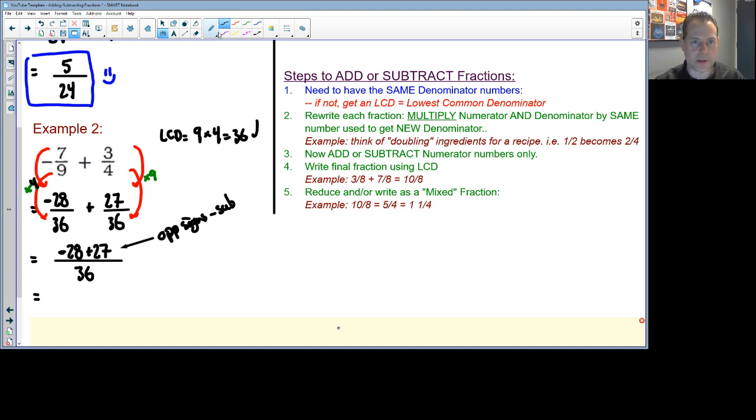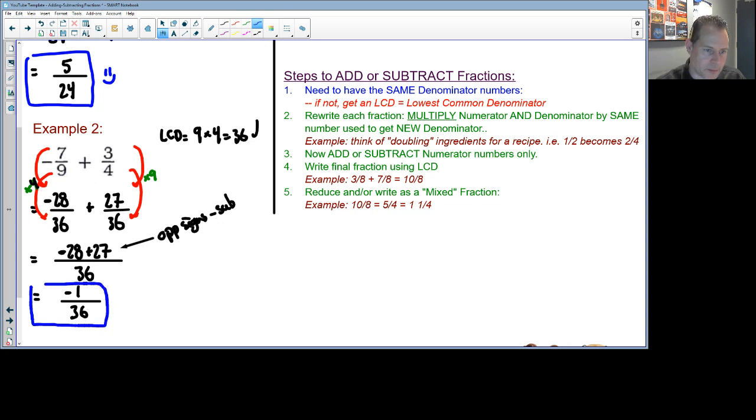So sometimes what I like to tell students when you're working with integers, think about it in terms of money, just like we did the previous example. Think about minus 28 representing how much money is owed, as an example, and then maybe $27 you're putting against that amount of money you owe. So you still owe a dollar. In this case, it would still be minus 1 over 36 as a final amount there.